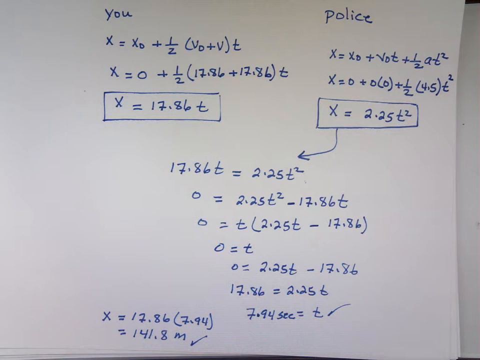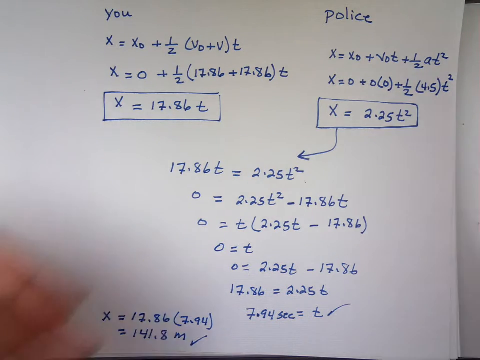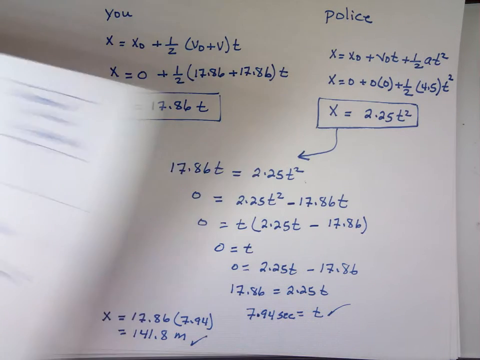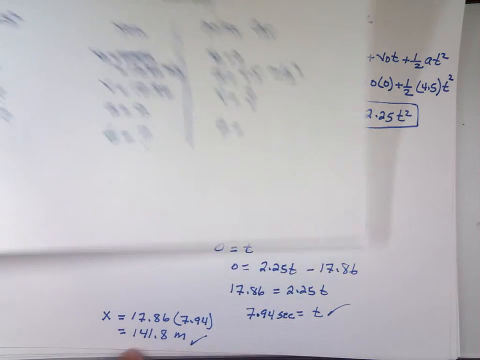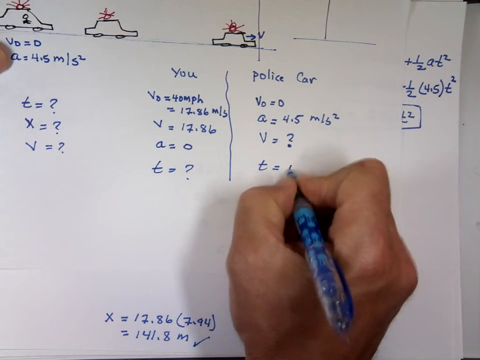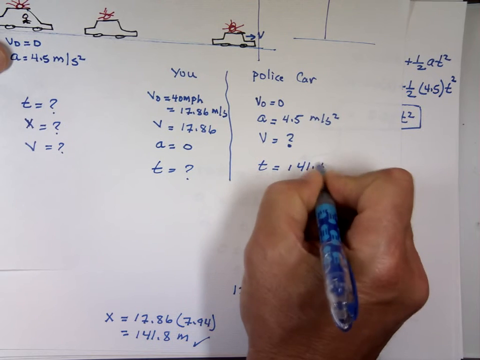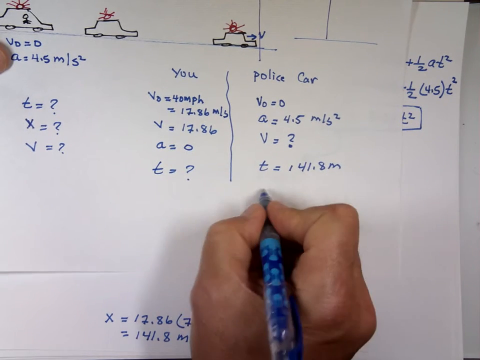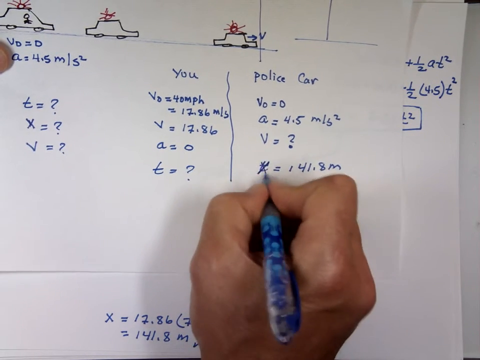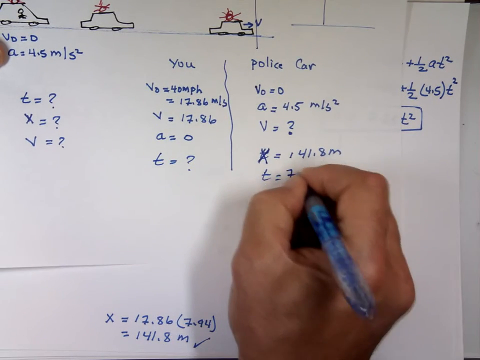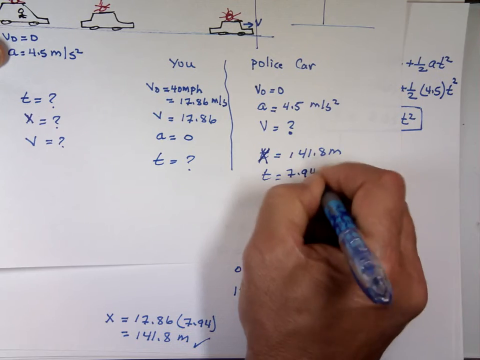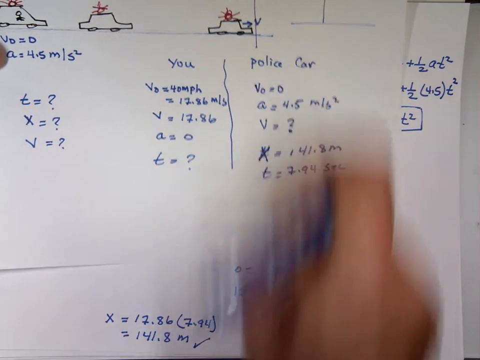Now let's go back to the police car. What do we know? Now we know X and we know T. That's correct. We know X to be what? 141.8 meters. We know the time. Oh, that's X, right? We know the time, which is what? 7.94 seconds. So if you plug them in, we can use any equation now.